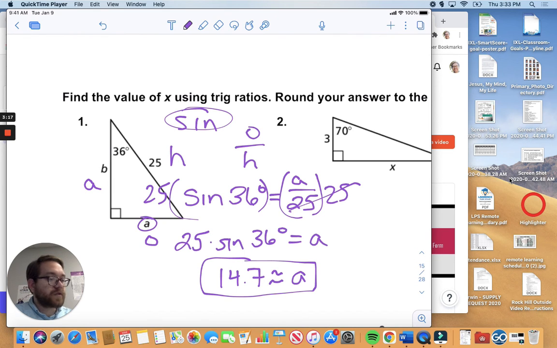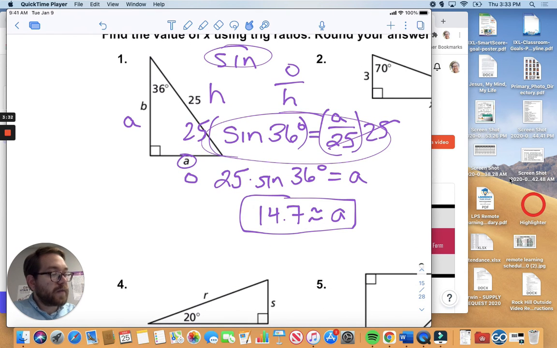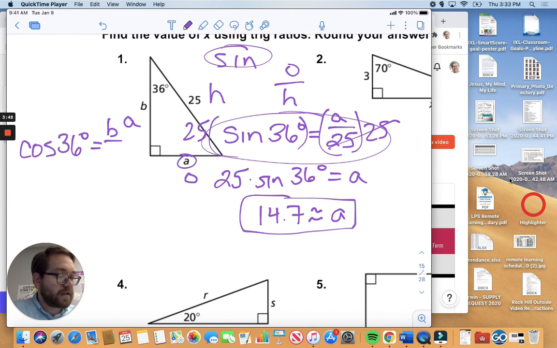And so that's how I can set up a trig ratio in order to help me figure out what the length of that side, A, is. And I can do the same thing for B. But with B, I'm looking for the adjacent side to this angle, and I still know the hypotenuse. So in that case, I'm going to use cosine. I'm going to do cosine of the angle, 36 degrees, is equal to the adjacent side, which the variable is B, over the hypotenuse, 25. And so that's how I'd set that up.